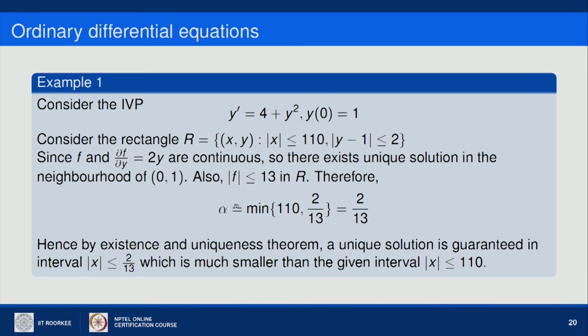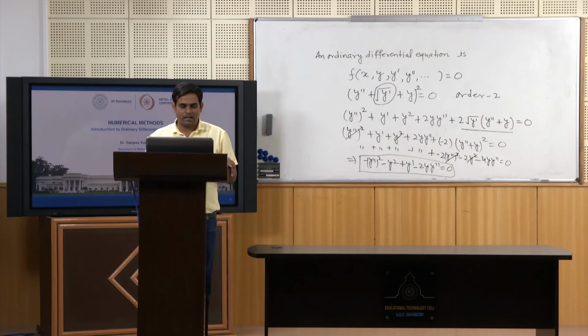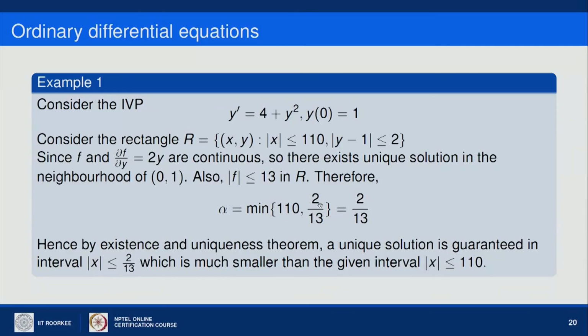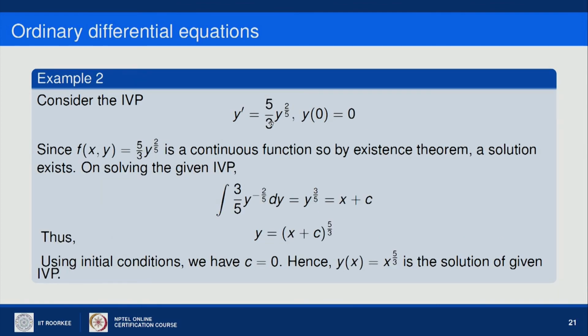So, therefore, the solution exists for the interval |x| less than or equal to 2 upon 13. Why am I saying 2 upon 13? Because according to the first existence theorem, it is the minimum of 1 and 2 upon 13, that is beta upon k. And the solution will be unique because del f over del y is also continuous in this rectangular domain. Similarly, we can say for this.